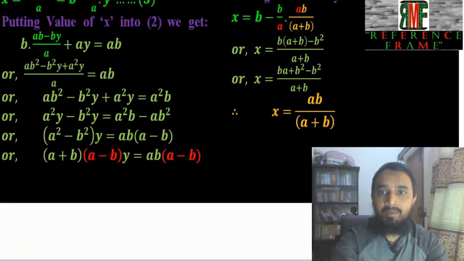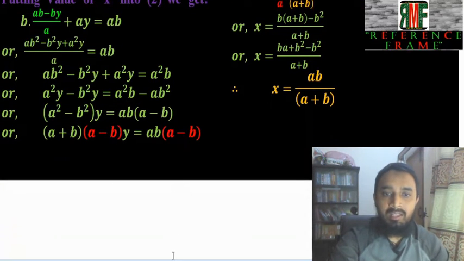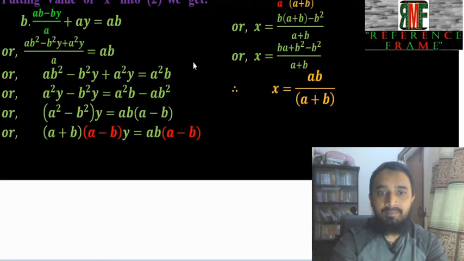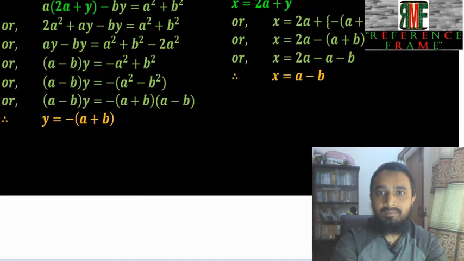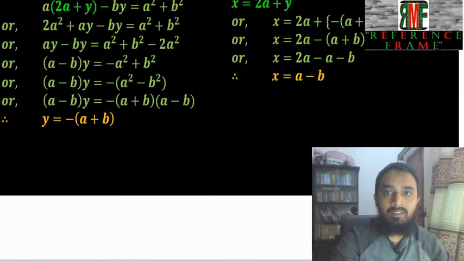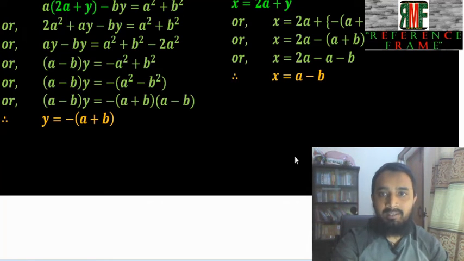Maybe you can't see it here properly. Look at it here. It's going to be ab by a plus b, as you can see on the screen. So I'm going to show you the last problem as well. The last solution of the previous one. There you can see, this is the solution of the previous one. X is equals to a minus b and y is equals to a plus b, whatever it is.